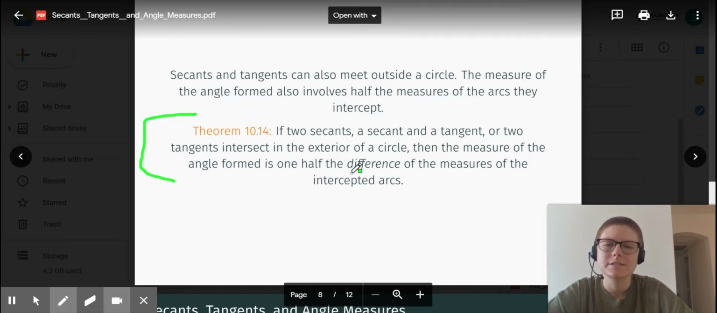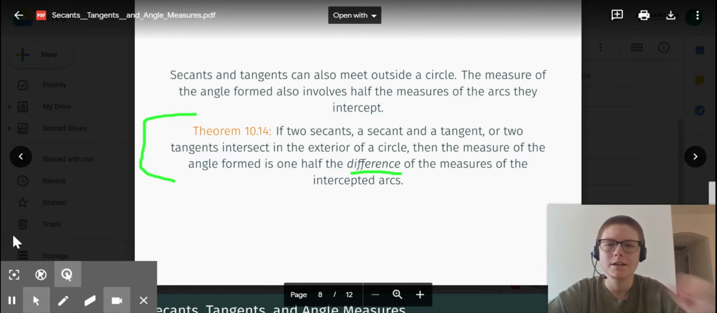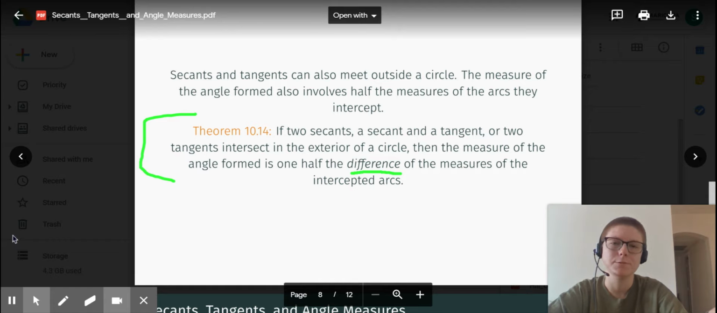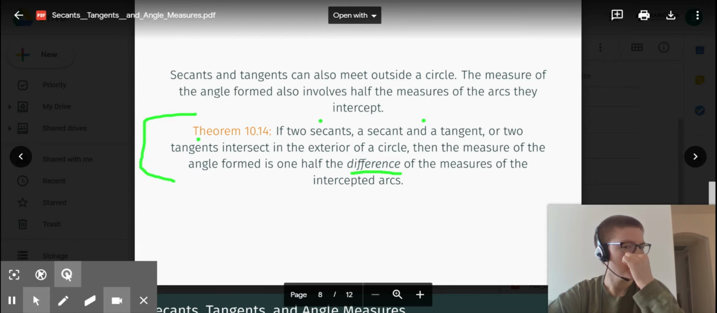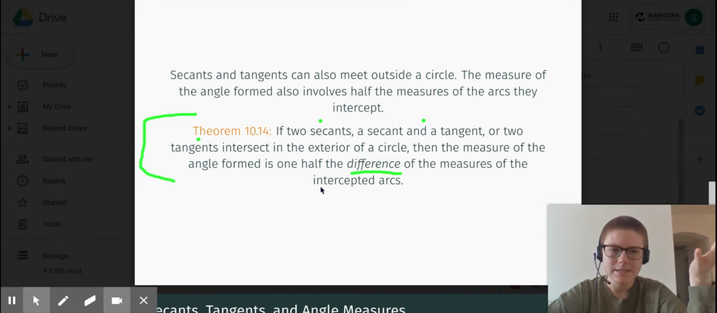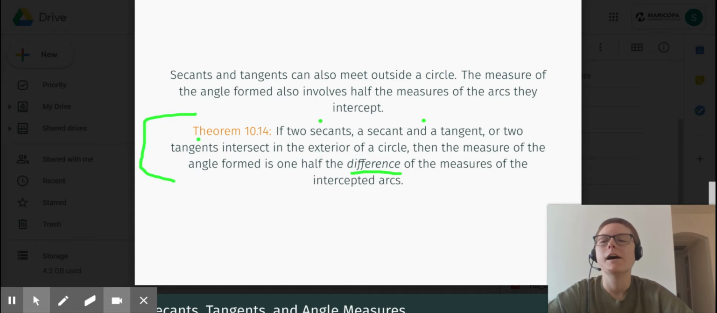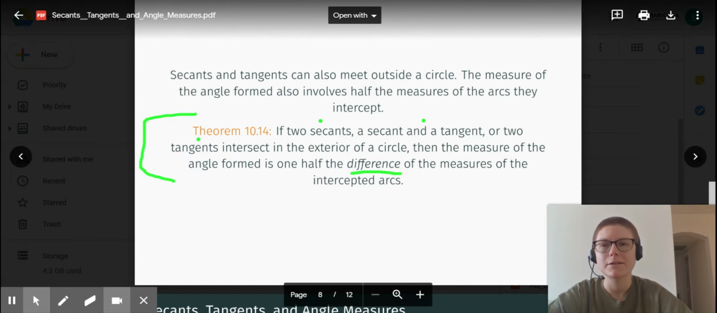So difference means we subtract, and that's the only major difference between these next 6 problems and the previous 2 problems. There's going to be 6 different problems because we've got 3 different ways for this to happen. We've got the 2 secants, the secant and a tangent, and the 2 tangents way. So we'll cover what it looks like if it's 2 secants, what it looks like if it's a secant and a tangent, and what it looks like if it's 2 tangents. So make sure you get the theorem down. Meet me down on the next slide.